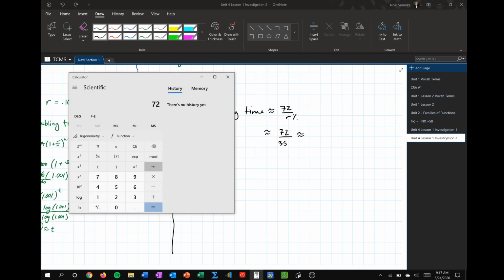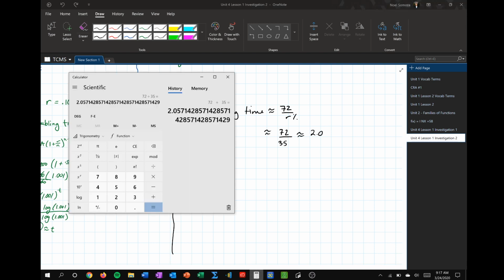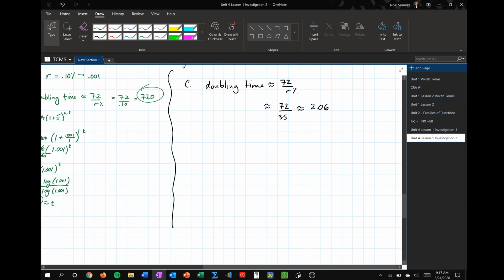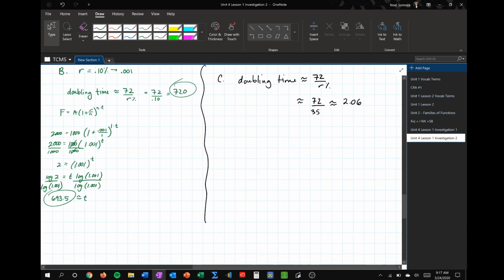Okay, so 72 divided by 35 would give us 2.0, let's say 2.06. Now how does that compare to the true amount of time it will take to double in value? So we use what we started with last time: a formula which would give us the final value. A represented our principal, our initial investment, times 1 plus the rate over n. Remember that n represents the number of times something is compounded in a year. And then to the n times t power.